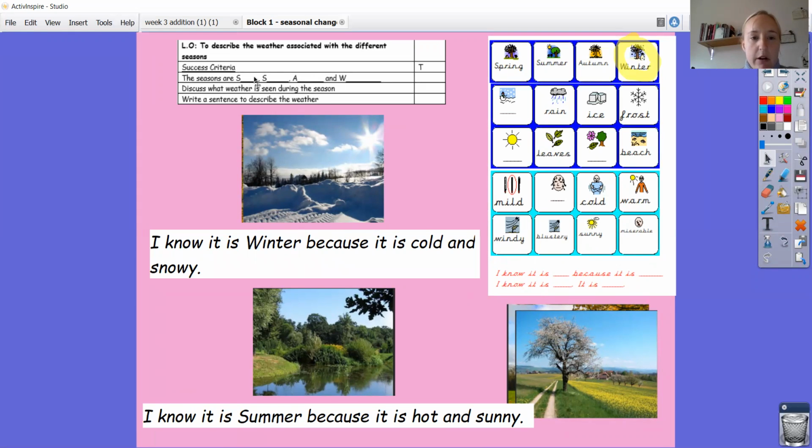But remember, there are 4 seasons, so you need to be writing about the 4 different seasons. So telling me which season it is and explaining which weather you can see, so what the weather is that you can see, and write me a sentence to describe that.